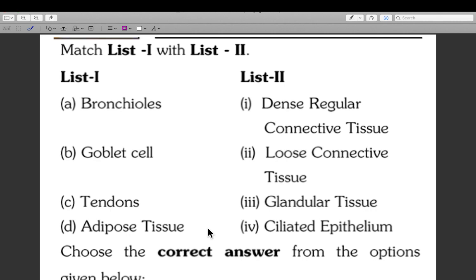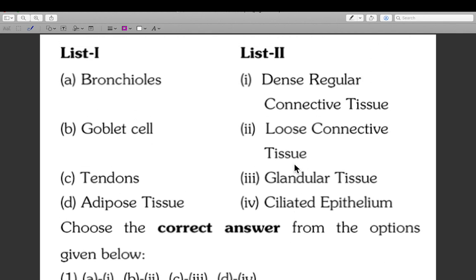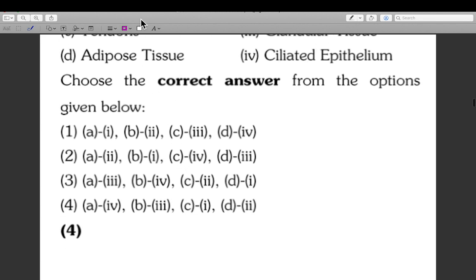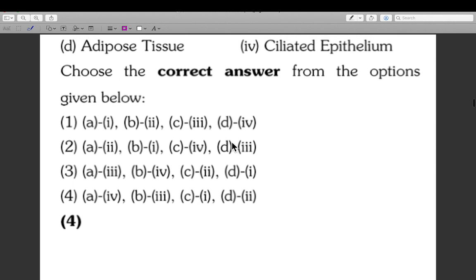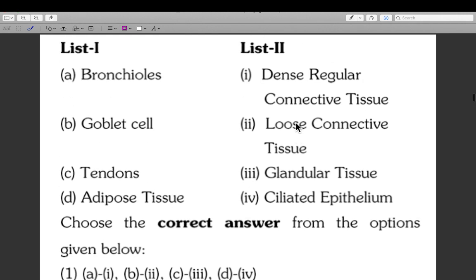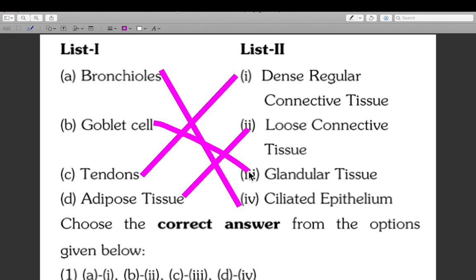Next is match the list. So आपको list match करना है. So they have given you some structures and what type of connective tissue is present, and you have to match those. So again in this type of question the approach will be that आपको match the list को criss cross कर लेना है और उसके बाद इन options में से select करना है, because as you can see these are many numbers and many alphabets, so that you don't get confused, you have to first mark it. So bronchioles में ciliated epithelium रहता है, फिर आपका adipose में loose connective tissue is there, tendons में you will have dense regular connective tissue, and goblet cell is basically glandular tissue.